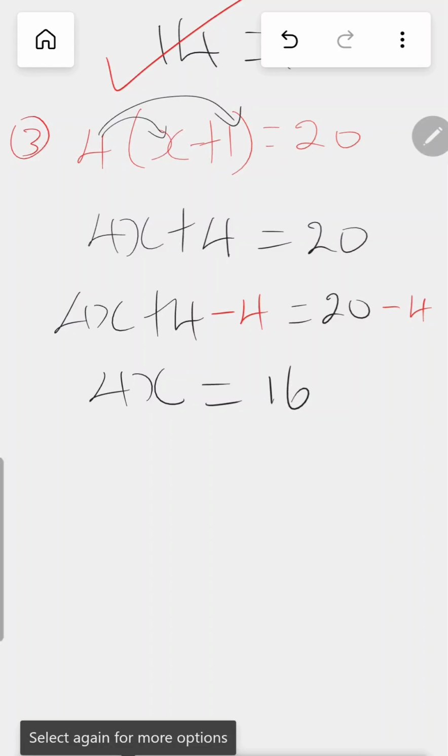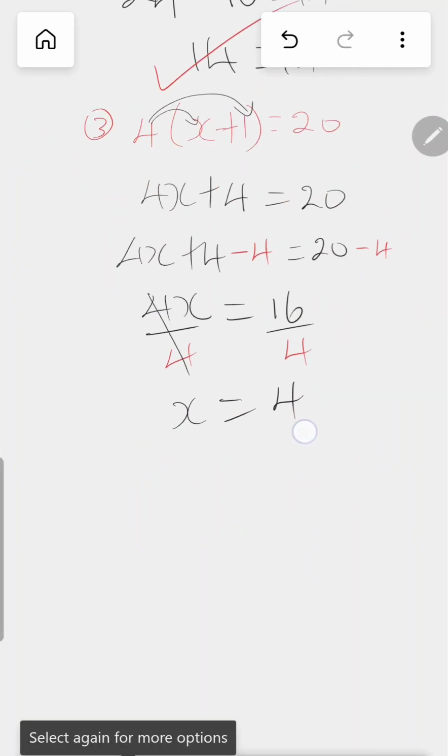And our third step is to divide by the coefficient. And our coefficient is 4. So we're dividing both sides by 4. And when we cancel out, we are left with x on that side equal 16 divided by 4 gives you 4. Now your final step is to check your answer to ensure that it is correct.